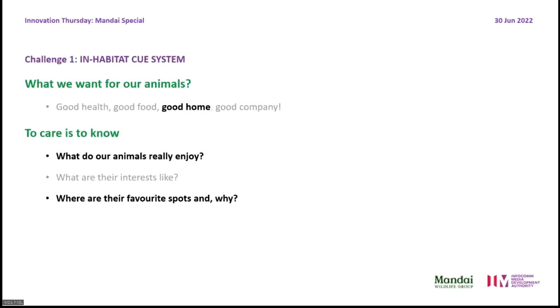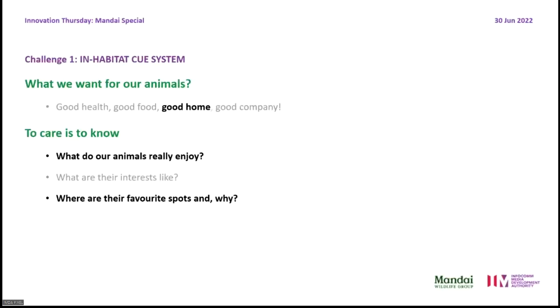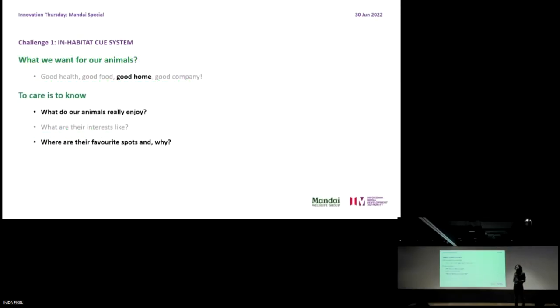So the first challenge, we're actually going to be talking about a smart in-habitat cue system that we're developing, that we're hoping to actually increase the diversity of our animals' behaviors. And as Cecilia has really well explained to you regarding behavior, what we actually want for animals, particularly for this challenge, is to provide them a good home or a good environment for them to live in. And to care is also to know.